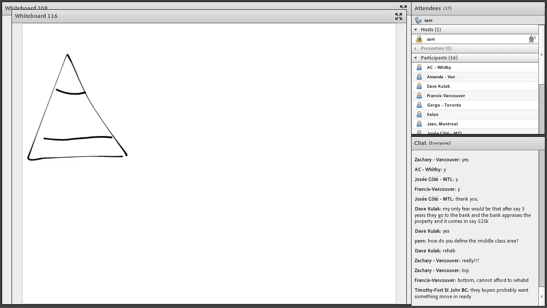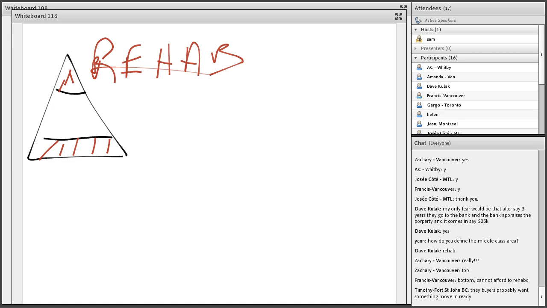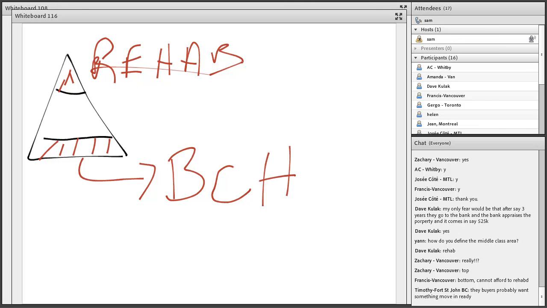The bottom cannot afford rehab. Okay. Yeah, I could see that, but you're right in the sense that you're maybe not going to find so many people ready to rehab, so they'll get a discounted price and they'll sell it as is. The buyers probably want something move-in ready. Okay, so let me try this. So look, the reason that this area here and this area here are good for rehabs. Okay, biggest reason.